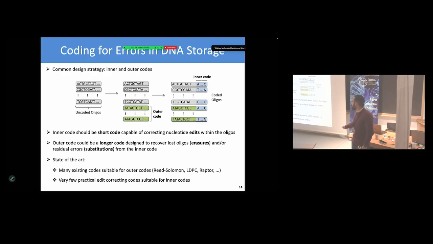So we have very few short codes capable of correcting deletions and insertions. And I'm talking at the sequence level now. I'm not assuming I have 10 reads, I do alignment, consensus, whatever. I'll come to that later. I'm just saying at a single sequence level.